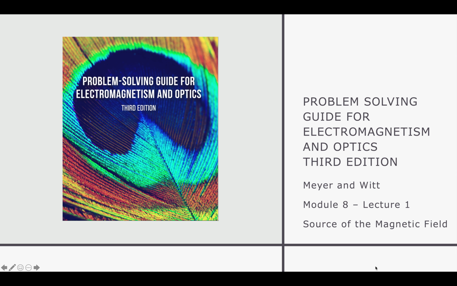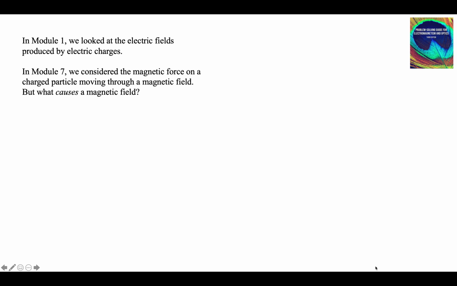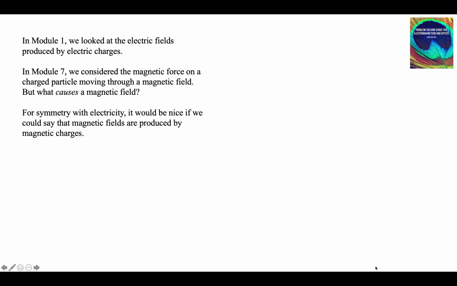This is the first lecture for Module 8 in the book Problem-Solving Guide for Electromagnetism and Optics, the source of the magnetic field. In Module 1, we looked at electric fields produced by electric charges. In the previous module, we considered the magnetic force on a charged particle moving through a magnetic field. But what is the source of the magnetic field? What causes a magnetic field?